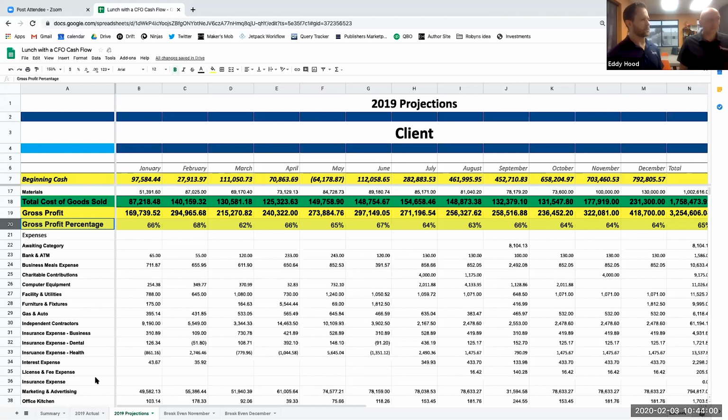Your numbers will change a little bit because as you get bigger, you use more things, but your overhead really shouldn't scale as much as we allow it to. We get fat as businesses because we get lazy, right? But if you're being diligent with your overhead, it should be somewhat consistent.